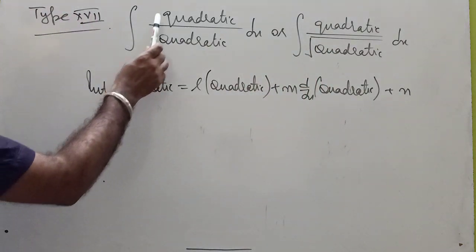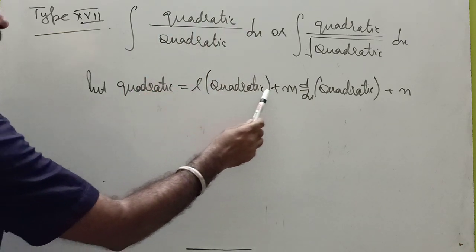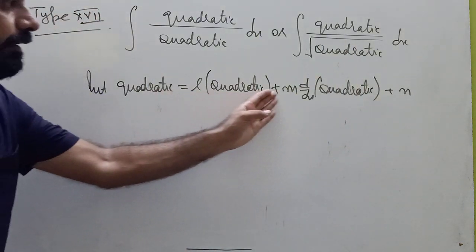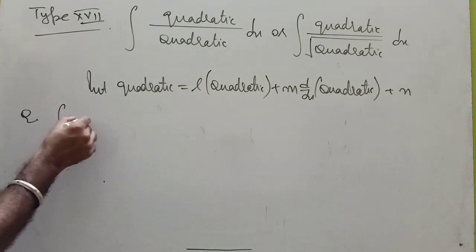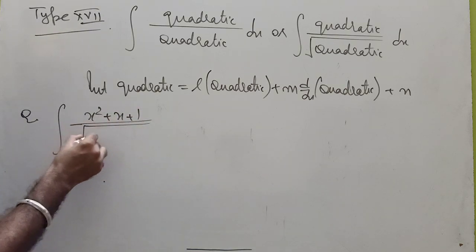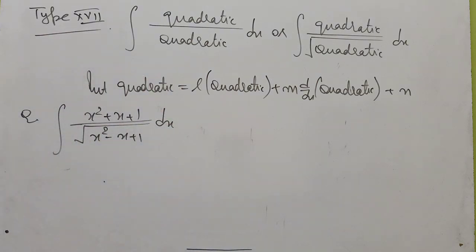Then we have to put the numerator quadratic equal to L times quadratic plus m times derivative of this quadratic plus n, and we can find the values of L, m and n. On the basis of this type, let us take one example: x square plus x plus 1 divided by under root of x square minus x plus 1. Clear? This is quadratic over quadratic.